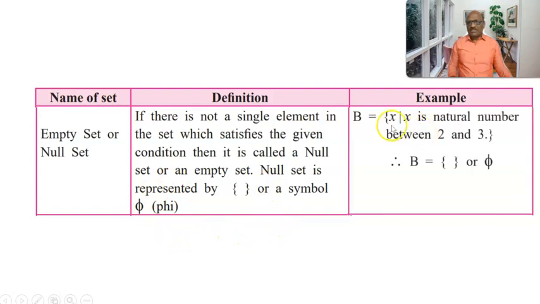The example is B = {x : x is a natural number between 2 and 3}. 2 and 3 मधला एकही नॅचरल नंबर नसतो. Therefore B = empty set, or it is phi. हे एक्झाम्पल आहे एम्प्टी सेट साठी आणि नल सेट साठी.